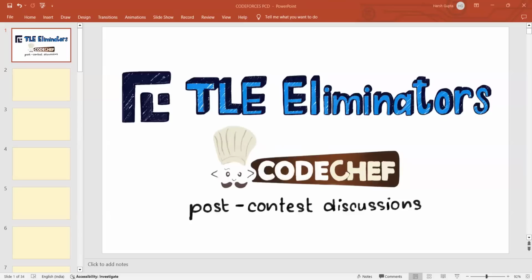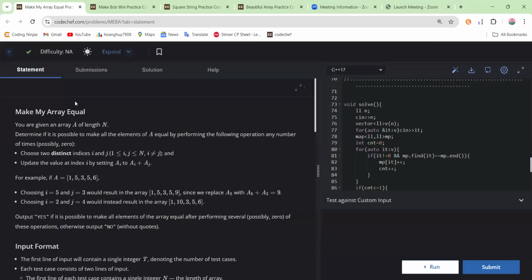So let's start with the discussion. The first question is Make My Array Equal. The name of the question is Make My Array Equal. Let's go through the problem statement.